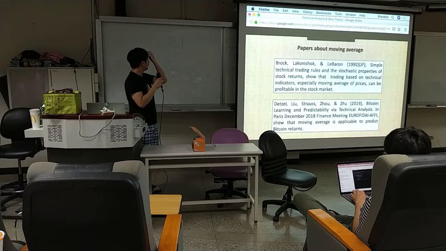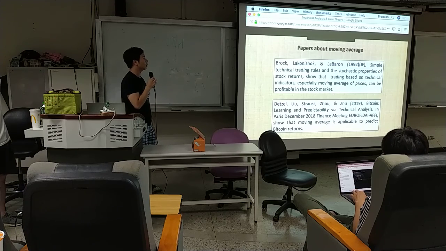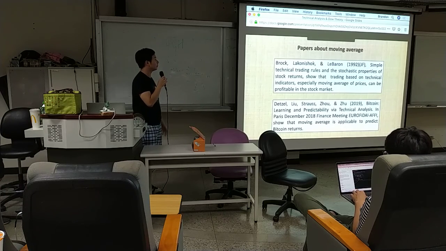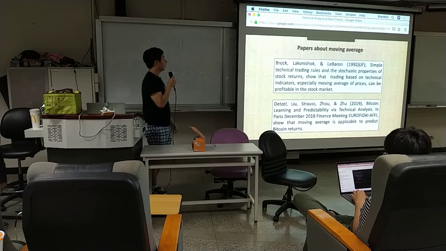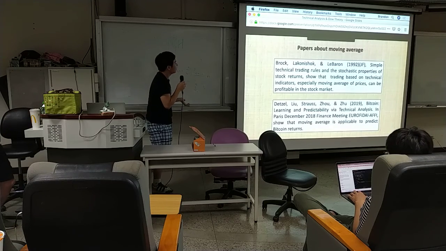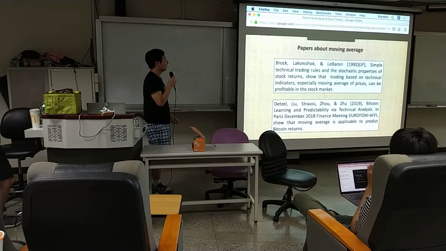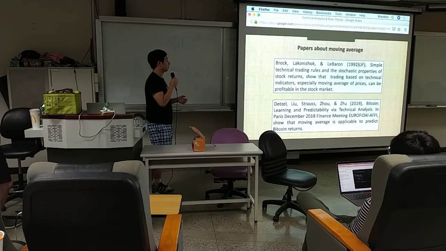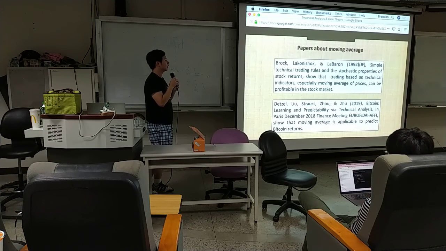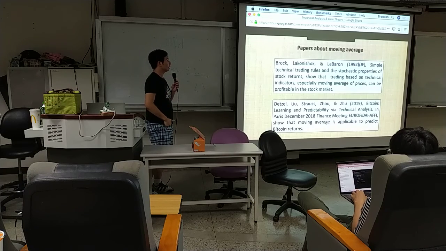Let's get into the papers that mention moving average, which is thousands of papers, but this is one of them. So Brock, Lakonishok, whatever how you pronounce that. The guy and this other guy wrote Simple Technical Trading Rules and the Stochastic Properties of Stock Returns, and they show that trading based on technical indicators, especially the moving average of prices, can be profitable in the stock market.